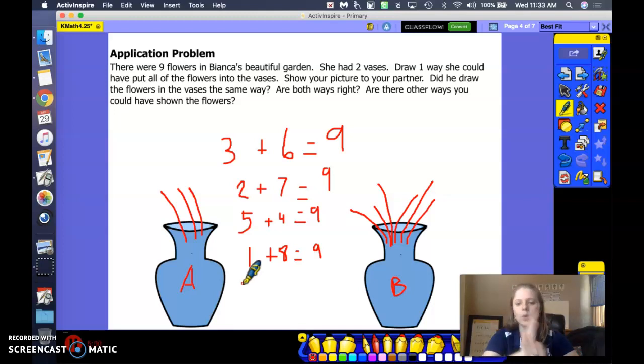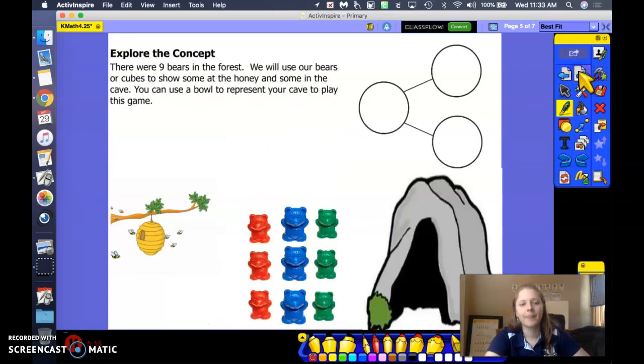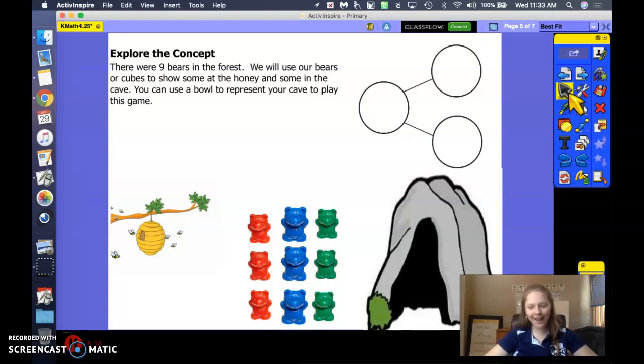You could have also switched the number. So instead of 2 plus 7, yours might say 7 plus 2. Great job. All right, today for our activity, you can get out your cubes to represent your bears, and you can use a bowl to represent your cave.